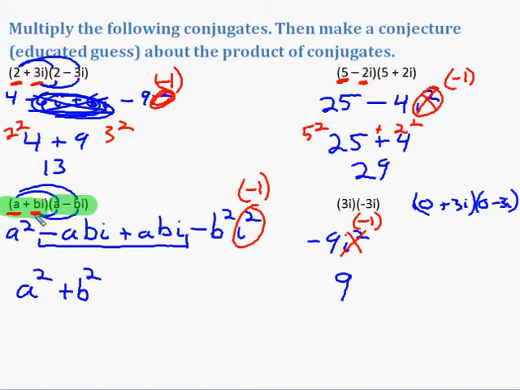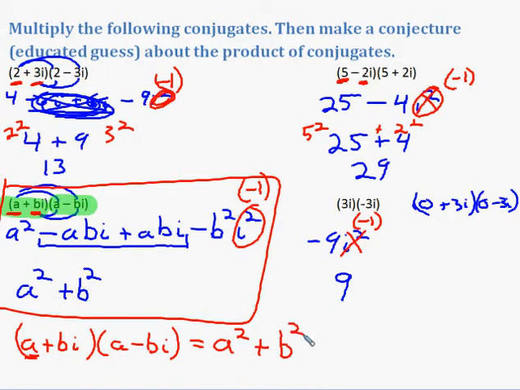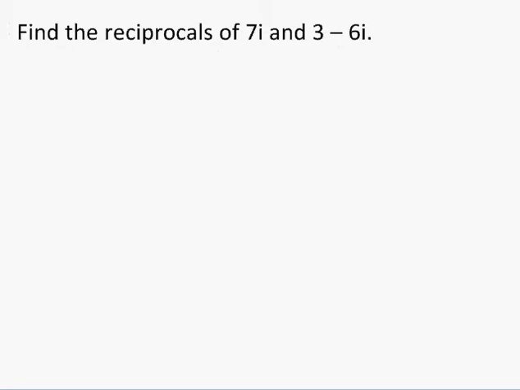But please notice this one right here. When we multiply complex conjugates, a plus bi times a minus bi, our answer will always, always, always be the first part squared, a squared, plus b squared. That will really simplify things as we get to this last problem. So multiplying a number times its conjugate will be a squared plus b squared.